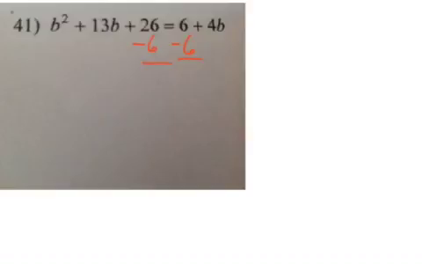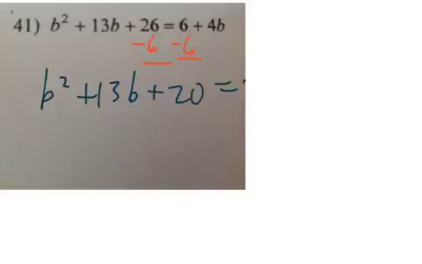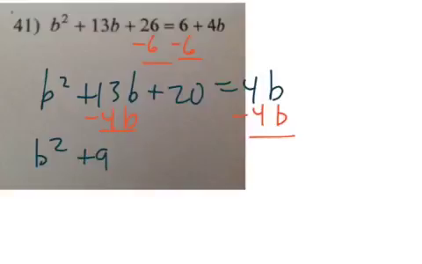And we now have b squared plus 13b plus 20 equal 4b. And of course we could have gone ahead and minus the 4b as well. I'll do that right now. Again, we could have done it first, but it doesn't really matter. The whole point is we got to get rid of both the 6 and the 4b. So now our final improved equation looks like this. B squared plus 9b plus 20 equals 0.